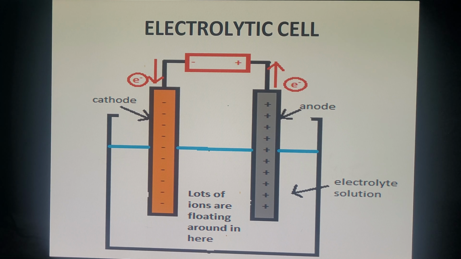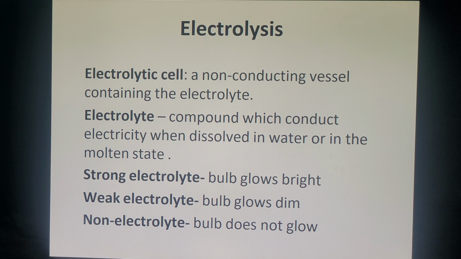So this is the second thing that we require for electrolysis. What's the third thing we require, children? As you can see, the electrolytic cell is done. We require a non-conducting vessel. That means in itself, it should not start conducting electricity. The third thing that we require is called an electrolyte.